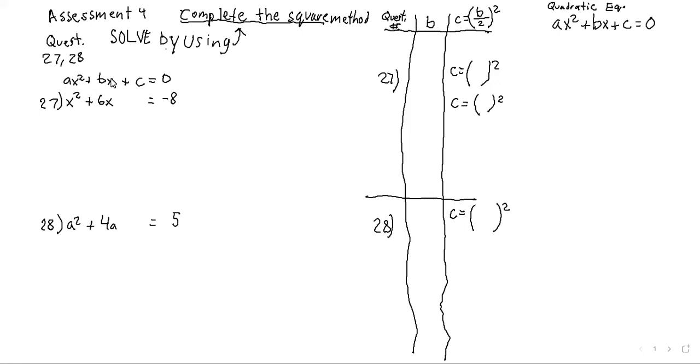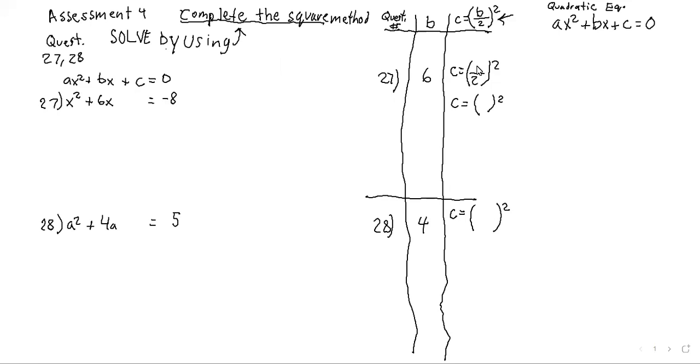We get the b value, because before we can factor, we have to complete the square. That's the complete the square method, adding the missing value of c. To get the missing value of c, the equation says c equals b over 2, squared. We have to get the b value from the equation. The b value for the first equation is positive 6, and the b value for the second is 4. Now we're going to plug that b value into the equation.